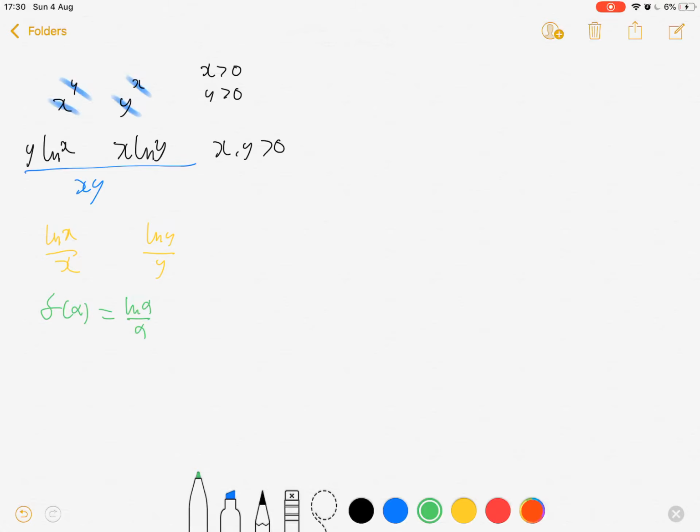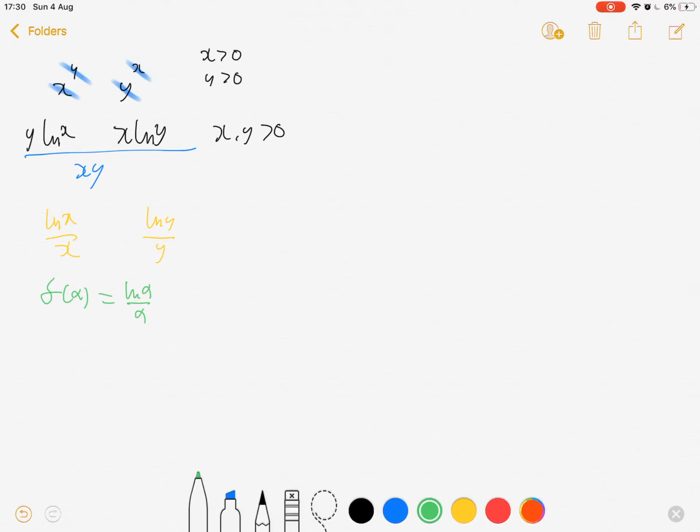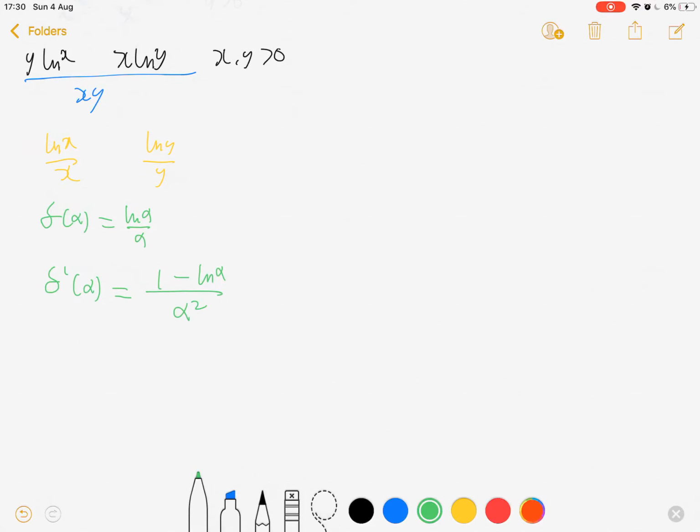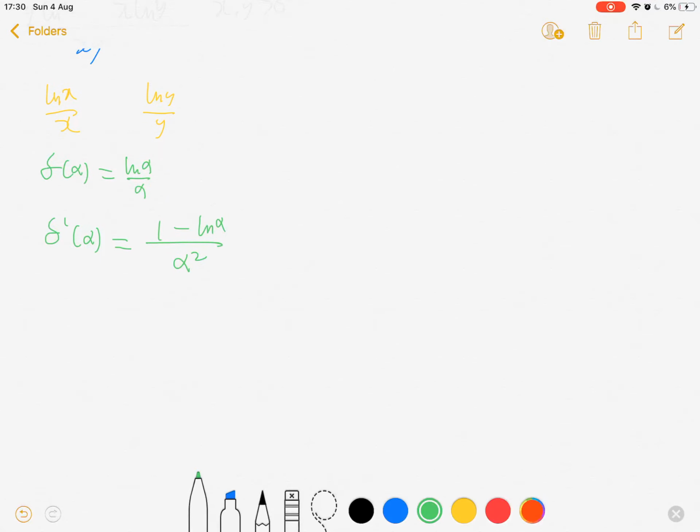For that, we would have to find a derivative of f(alpha). F prime alpha equals (1 minus ln alpha) over alpha squared. Yeah, that's it. And when f prime alpha equals 0, alpha should be beta, and beta equals e, right?